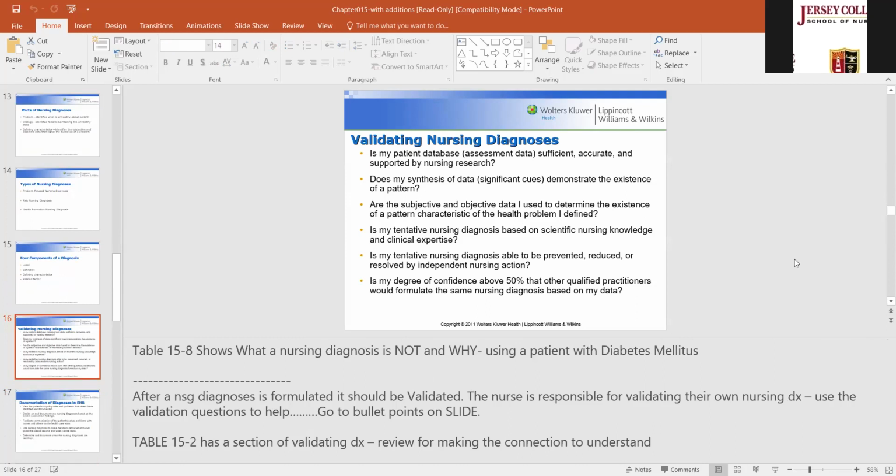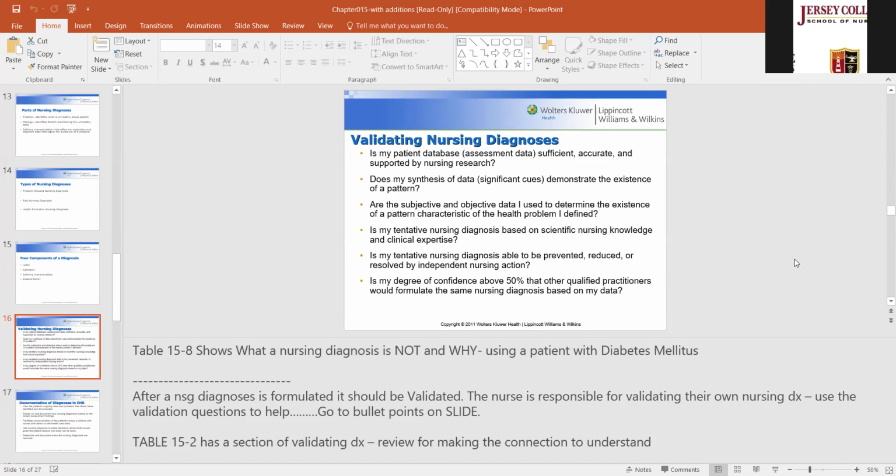All right, so when we're validating the nursing diagnosis, what do we want to look at? We have to validate it once it's formulated. Okay, so is the database sufficient, accurate, and supported by nursing research? Does the synthesis of my data, do the cues demonstrate the existence of the pattern? And you don't make the cues fit the pattern. All right, the cues have to fit the pattern naturally. So don't try to make them fit in because this is the diagnosis you want to have.